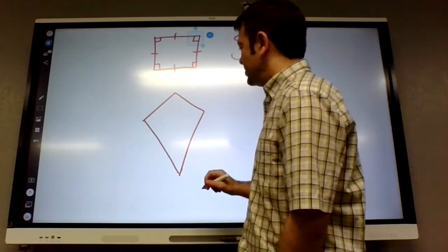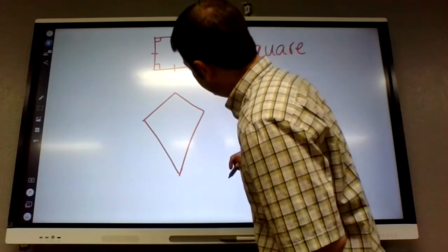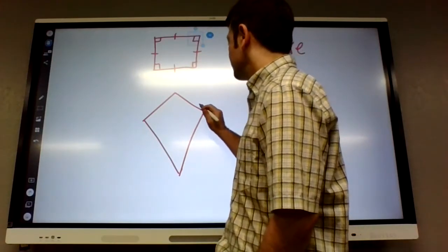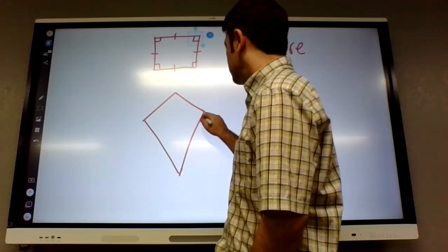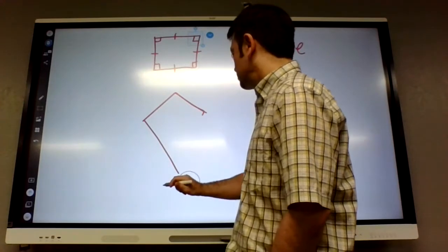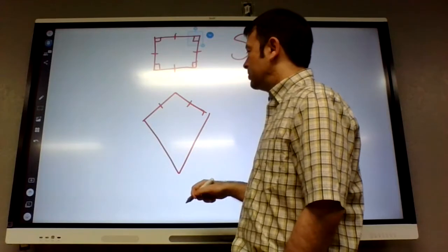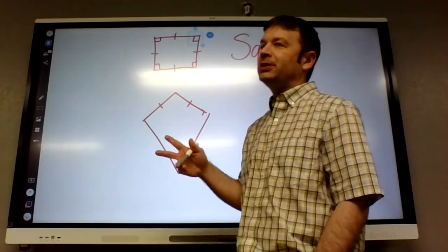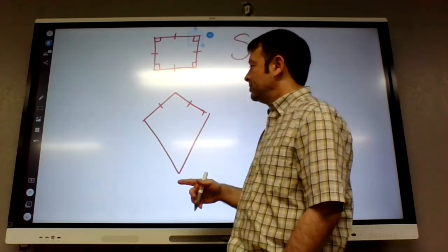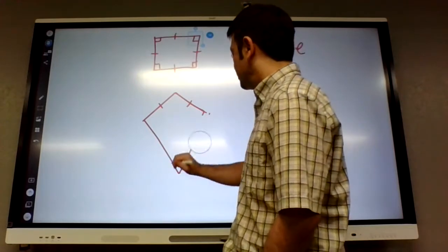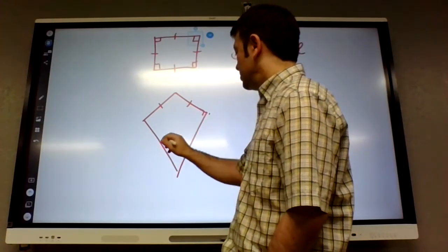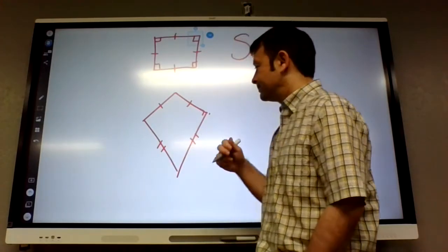So guess what makes a kite a kite? It's hard for me to draw it perfectly. It's like a triangle. Those two, they call them consecutive sides, are the same. I can't draw it right. That's 2 of those. And these two are the same.